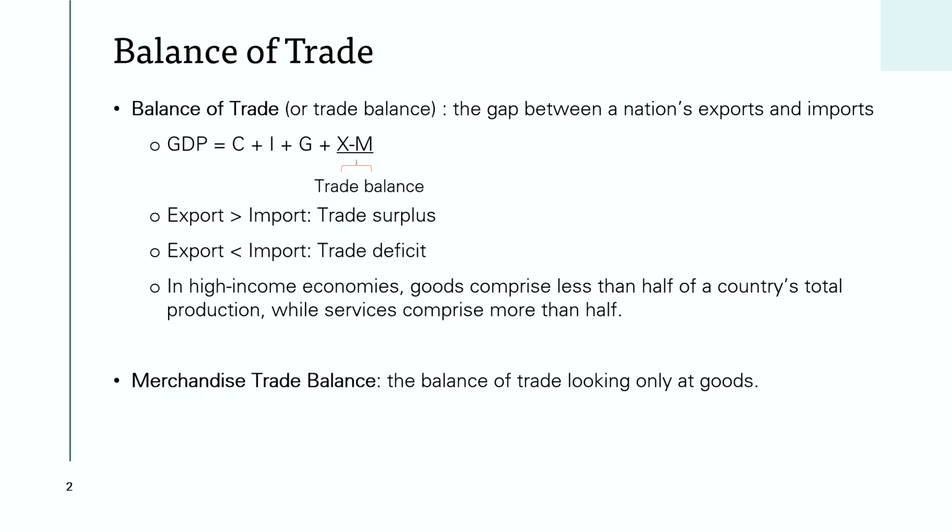So let's begin with the balance of trade. The balance of trade, sometimes called the trade balance, measures the difference between a nation's exports and imports. Previously, we discussed the GDP equation, GDP equals C plus I plus G plus net exports, where X represents the exports and M represents imports. The term X minus M is called net exports, which is directly related to the balance of trade.